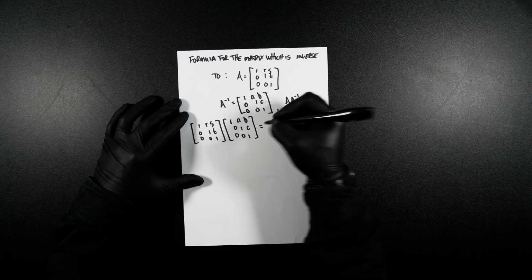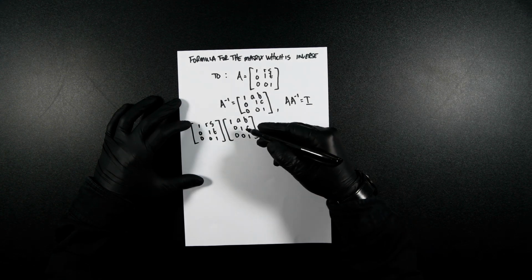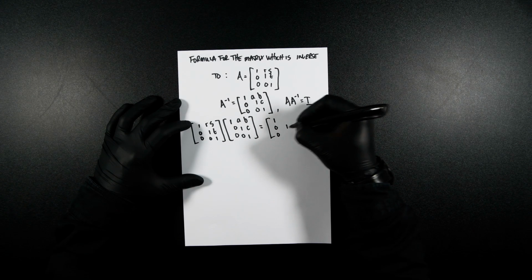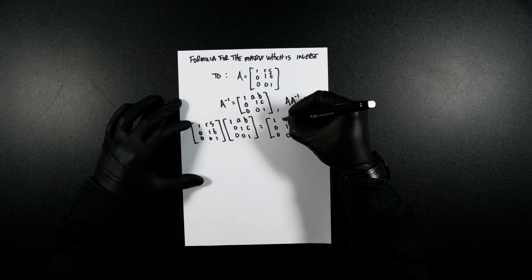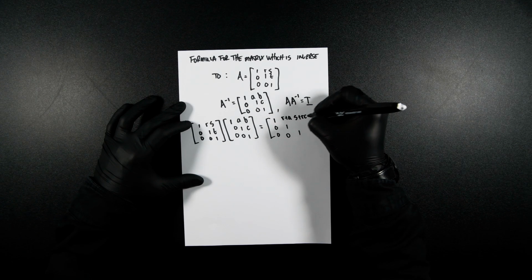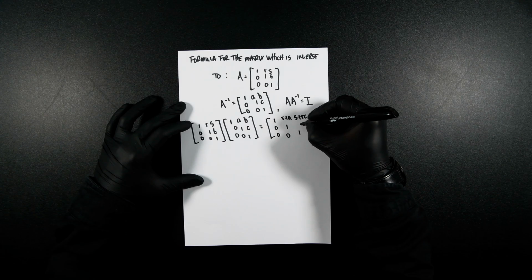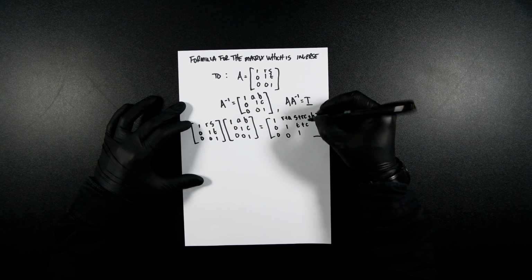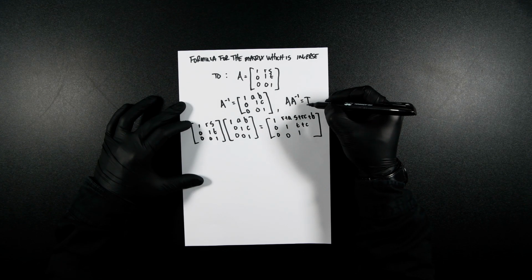I'm not going to write this out in full. I have another video on how to multiply these across. So you're going to get 1, 0, 0, 1, 1, 0. And here you're going to get R plus A, S plus R, C plus B. And then here you're going to get T plus C. So this is what is I here.